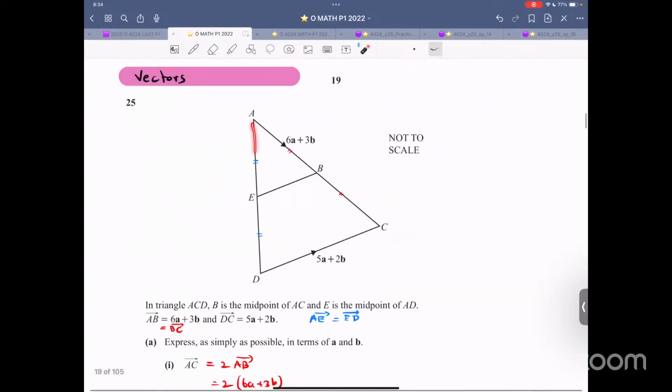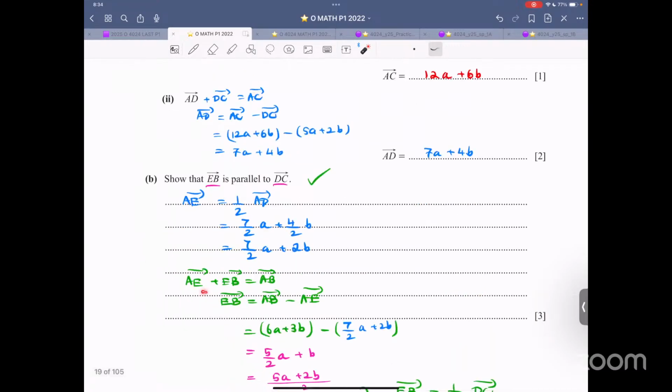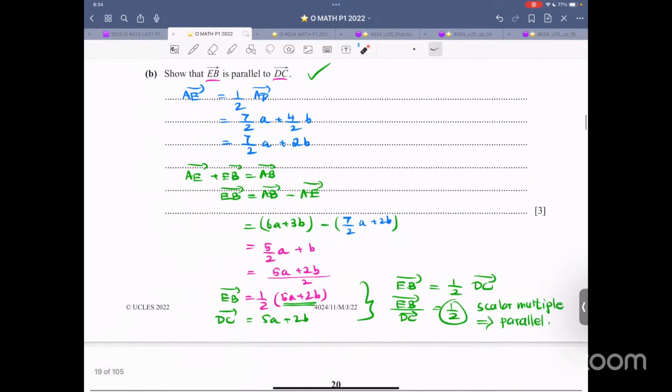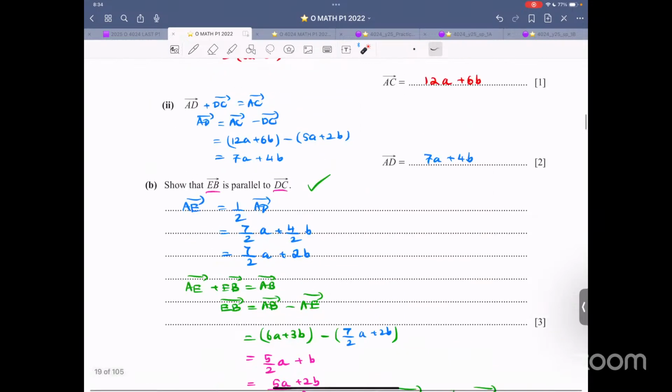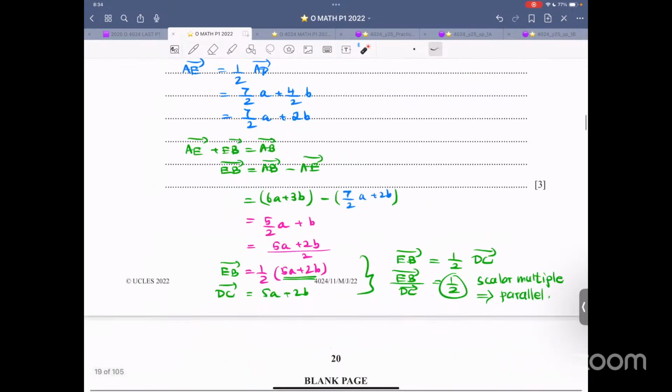And then A till E, E till B, that is A till B. Therefore, we find this thing, EB. Take LCM so that you can take half common out. And this thing is exactly over here, 5A plus 2B, this one. So one vector is the scalar multiple of the other. That means they are parallel. If two vectors divide, leaving behind a constant, that means they are parallel. That is the logic.